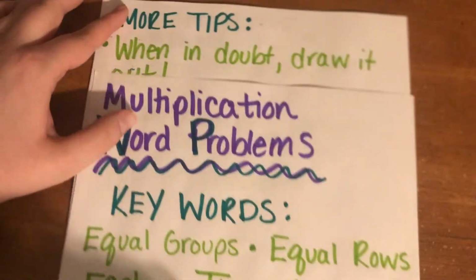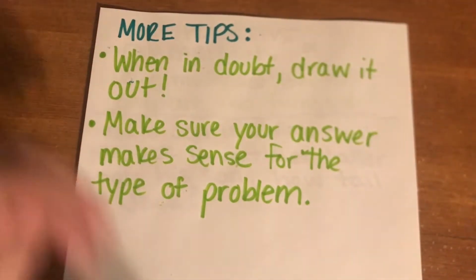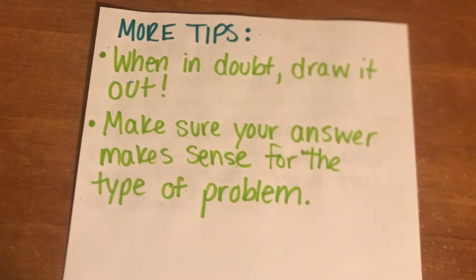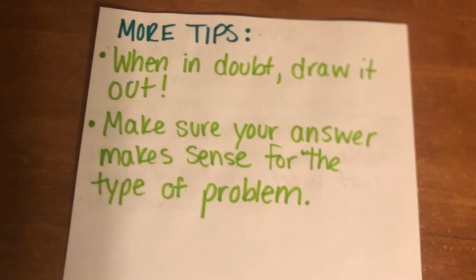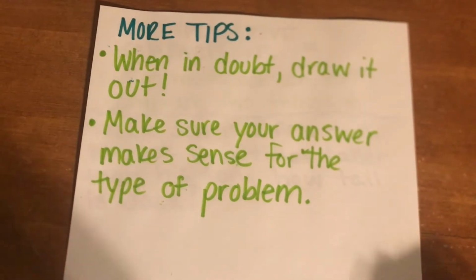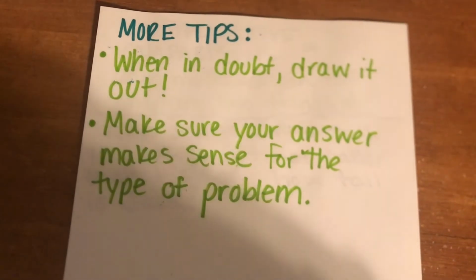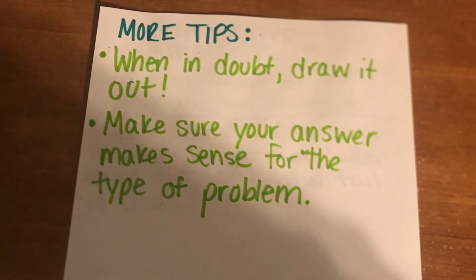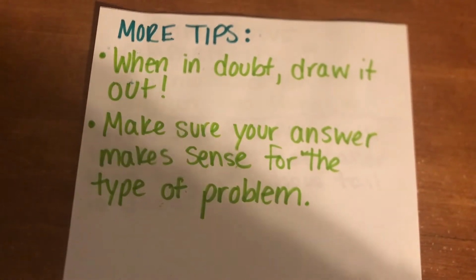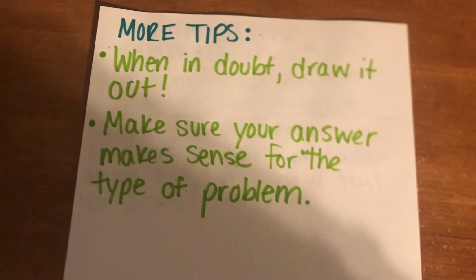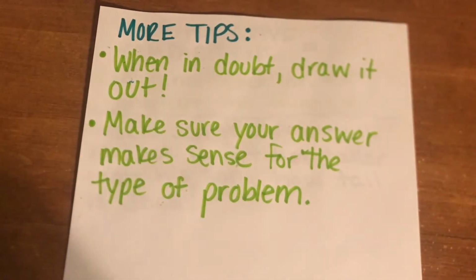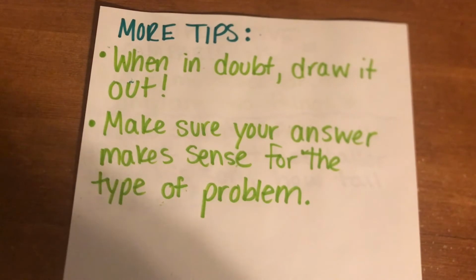Some other tips. I always say to my students, when in doubt, draw it out. You can go back to the most basic concept. When you're not sure what the equation is, draw out what you think the problem is saying, and it might lead you to an equation. It might lead you to an answer.